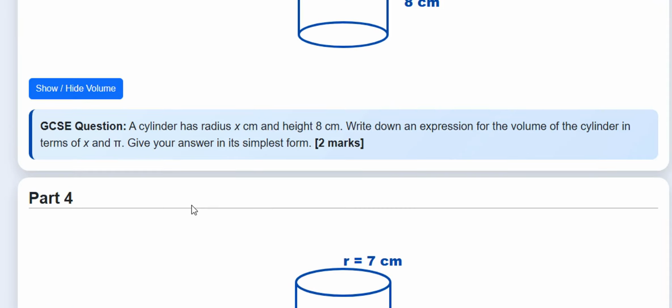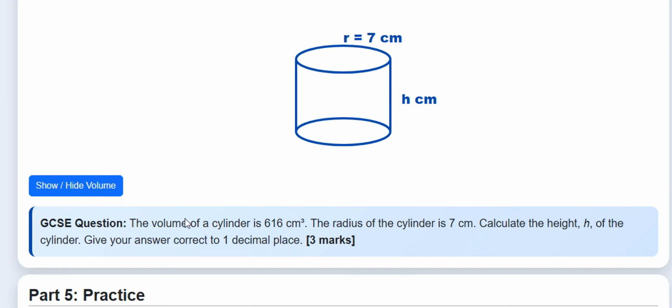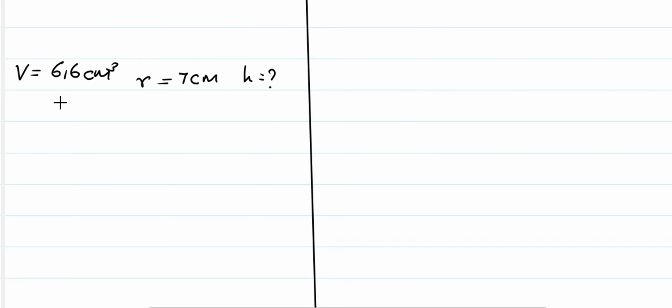So in part 4, we are told the volume of a cylinder is 616 centimeter cubed, then the radius of the cylinder is 7 centimeters. Calculate the height of the cylinder, give your answer correct to 1 decimal place. So here we know the volume is 616, the radius is 7 centimeters, and you are asked about the height. And we already know volume V of a cylinder is given by pi r squared, which is the area of the circle, multiplied by height, like that.